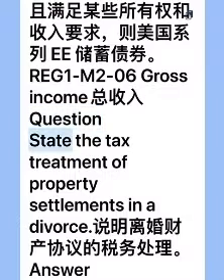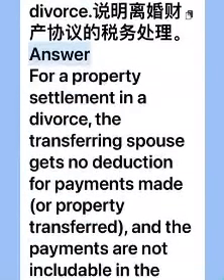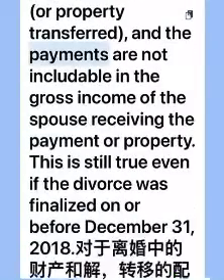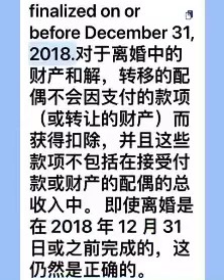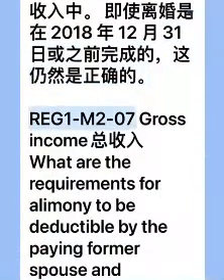Reg 1 M2-06 Gross income. Question. State the tax treatment of property settlements in a divorce. Answer. For a property settlement in a divorce, the transferring spouse gets no deduction for payments made, or property transferred, and the payments are not includable in the gross income of the spouse receiving the payment or property. This is still true even if the divorce was finalized on or before the 31st of December, 2018.